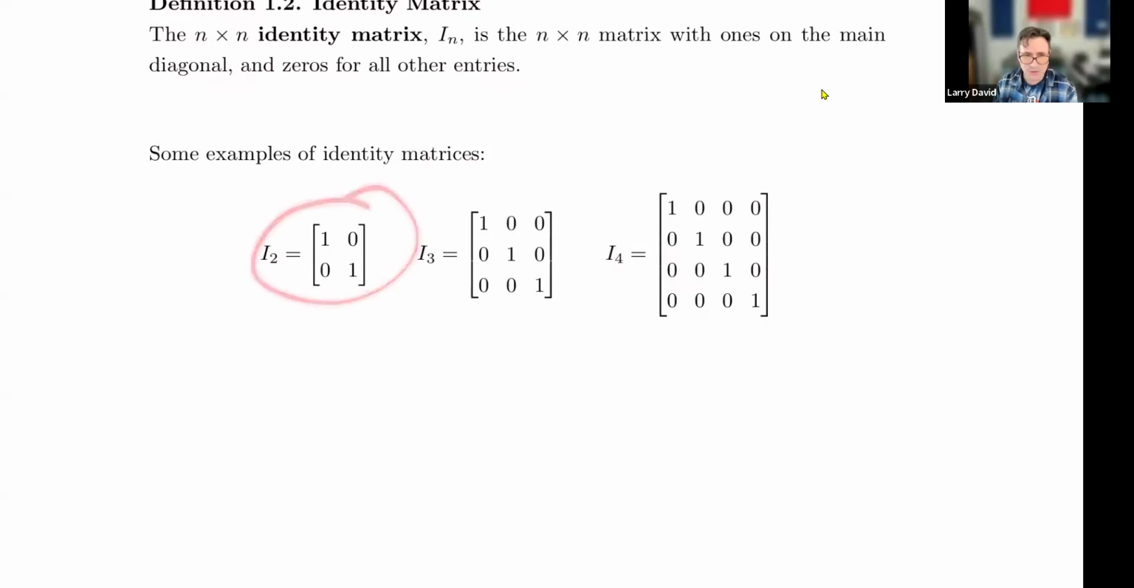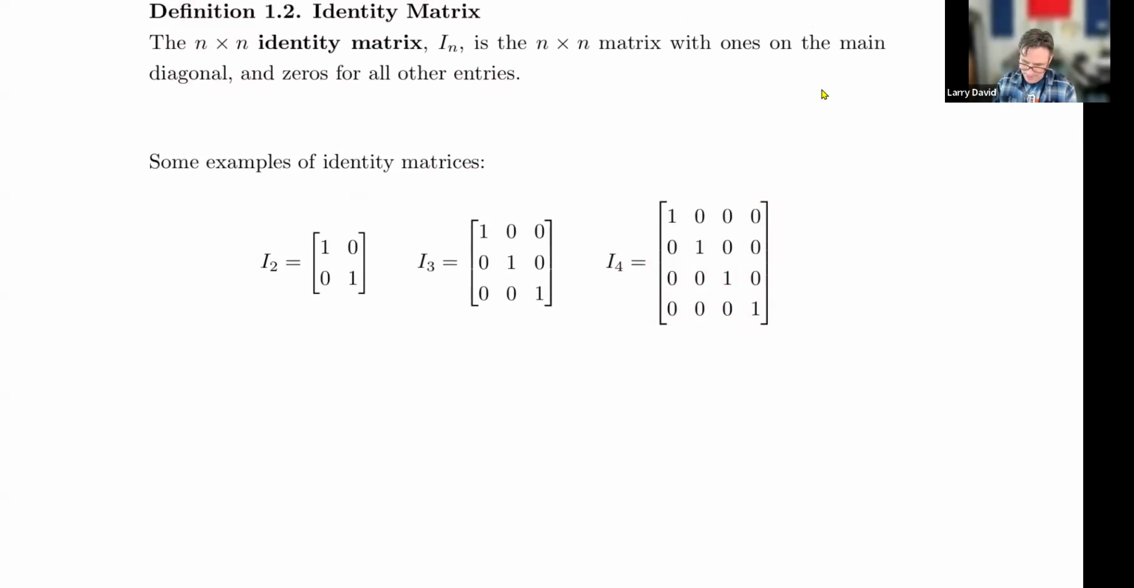So here's the 2 by 2 identity. The main diagonal is from the top left down to the bottom right. So here's a 3 by 3 identity, the 4 by 4. And so we can see that all these other non-diagonal entries are zeros. So it's easy to identify an identity matrix when you see one.